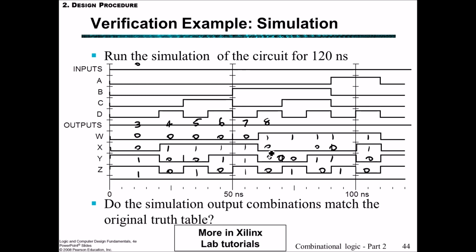This is 8, 1, 0, 0, 0. This is 9, 1, 0, 0, 1. 10, 1, 0, 1, 0. 11, and then finally 12, and then back to 3 again. So that's what we would expect. We go between 0 and 9, and then back to 0. Here we go between 3 and 12, and then back to 3 again. So yes, the simulation output combinations match the original truth table.